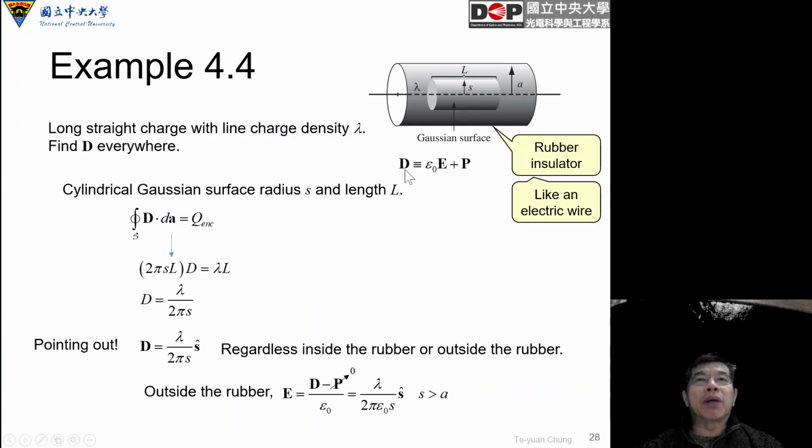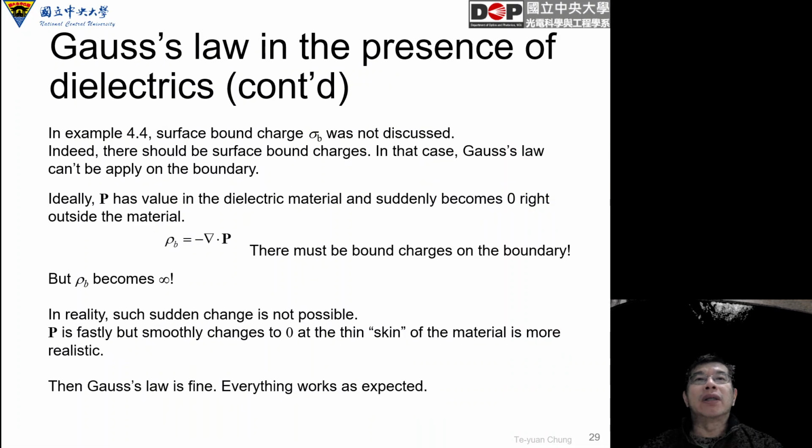We can solve the electric field by just D minus P and divide by epsilon naught. So we can have the electric field outside the rubber. So that should be it. Simple enough.